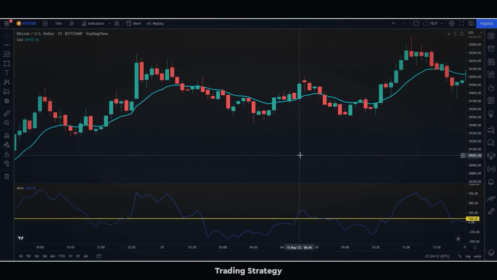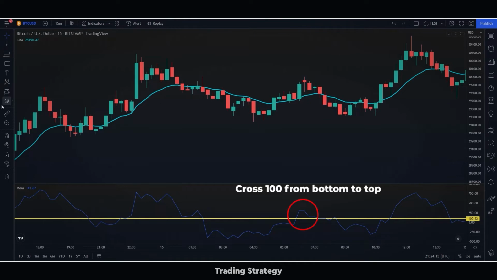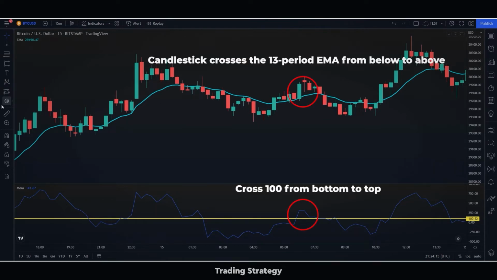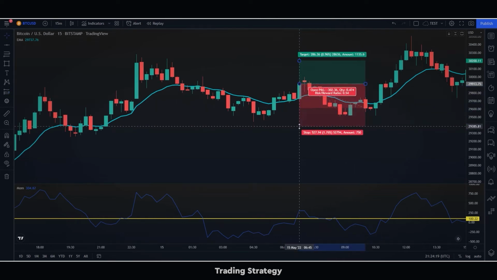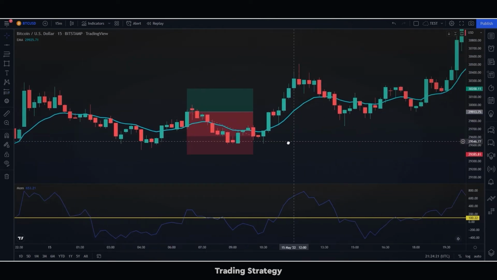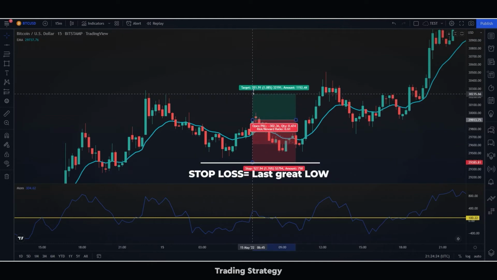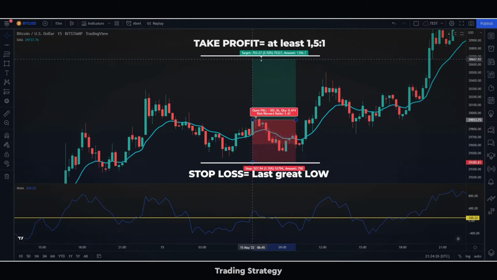To make a buy trade, all we have to do is wait for the momentum line to cross from below to above its 100 line, and at that very moment, a candlestick crosses the 13-period EMA from below to above. If this is true, we will carry out the buy operation. We will put our stop at the last great low and our take profit at a risk-benefit ratio of at least 1.5 to 1. That is, we risk 1 to try to win 1.5.